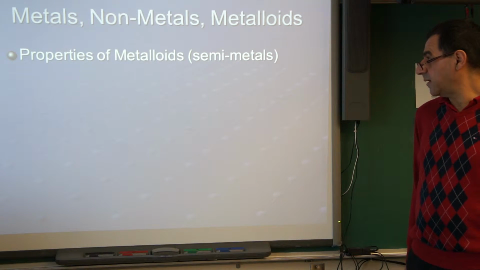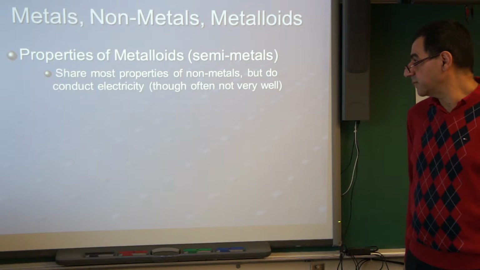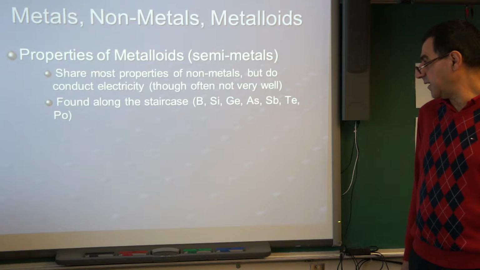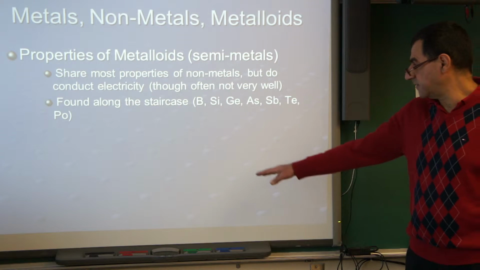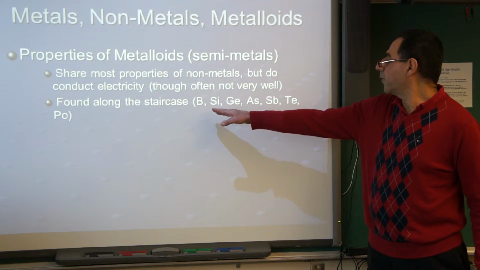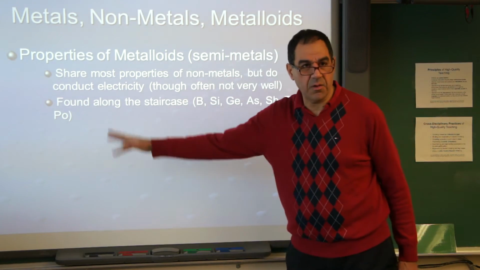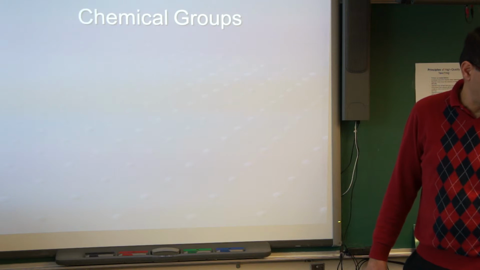And finally, metalloids, or semi-metals, share properties of metals and nonmetals, and they are usually found along the staircase. Boron, silicon, Ge, As, Sb, Te, and Po are metalloids on the periodic table.